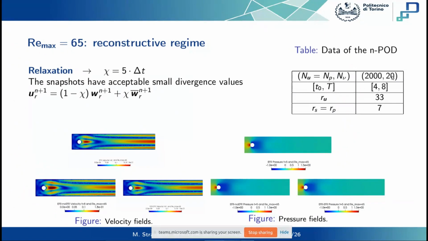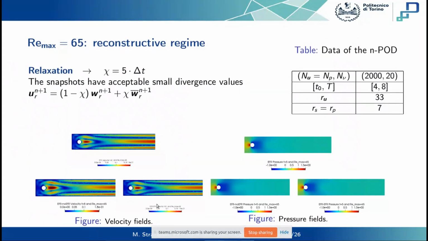Okay, the parameters have been chosen through a log uniform distribution in order to have more information around the values of the kinematic viscosity that give you high Reynolds number. So to be more informative for Reynolds equal to 100, basically. And these are the results.